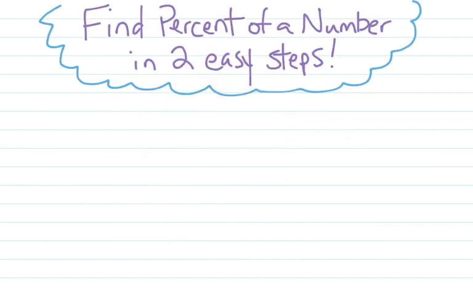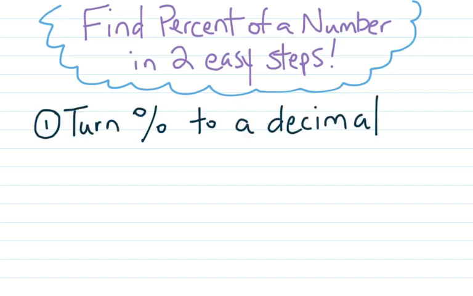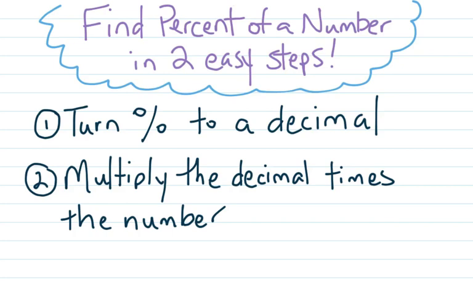So there are two easy steps you need to perform to find the percent of any number. The first thing you need to do is take your percent and turn it into its decimal form by moving 2 spots to the left. Then you need to multiply the decimal that you just got times the number that you were given. And then you get your answer.